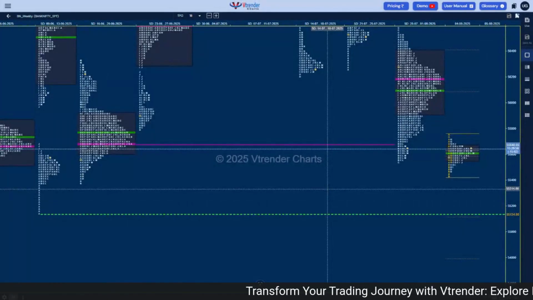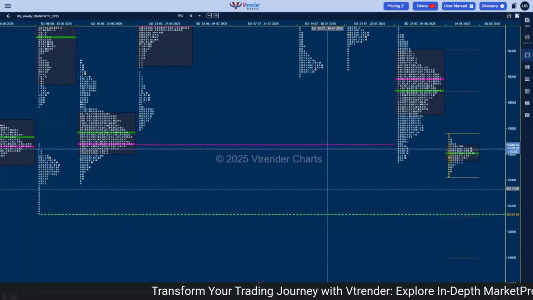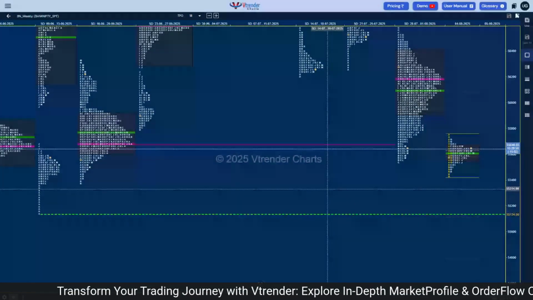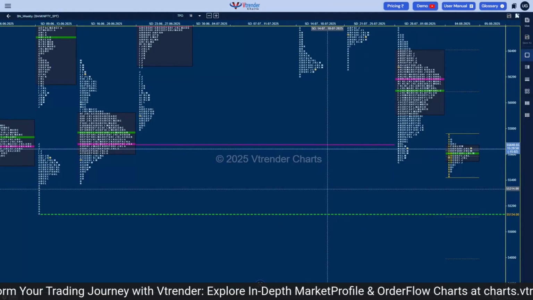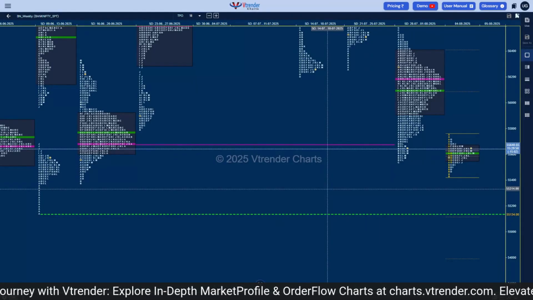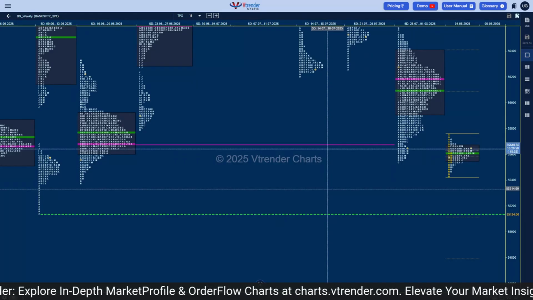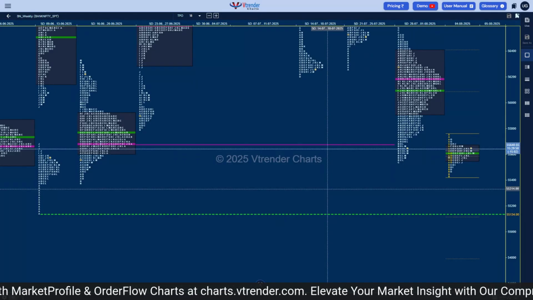not only because it was the overlapping monthly POC for April and May, I think, and then it is also the POC of the year 2025. So 2025 has been a very bullish year for Bank Nifty.